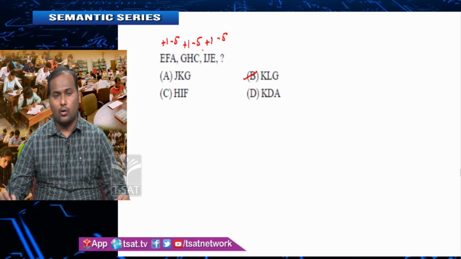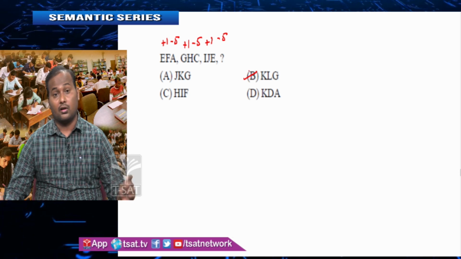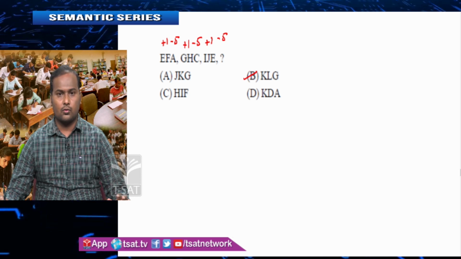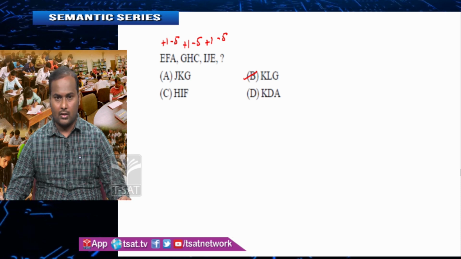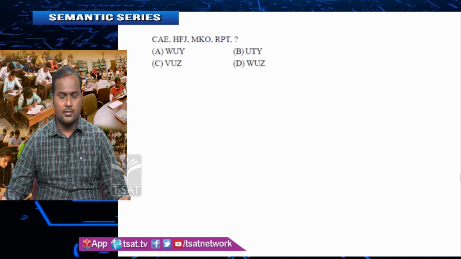But if you get more than one answer following +1 and -5, you need to check the previous series that we did. So students, no need for confusion. Even though there are two possibilities, only one answer is correct. In this particular series, it is also a mixed series.